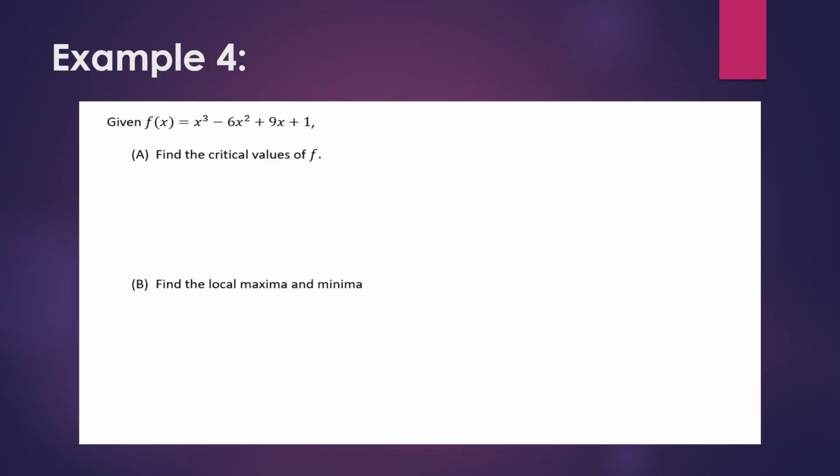Example 4, they say, given the function x cubed minus 6x squared plus 9x plus 1, find the critical values of f, and then find the local maxima and minima. So finding the critical values, this is where f prime of x is 0 or does not exist. So the first thing we're going to do is take the derivative. And this would be 3x squared minus 12x plus 9. And we want to set this equal to 0.